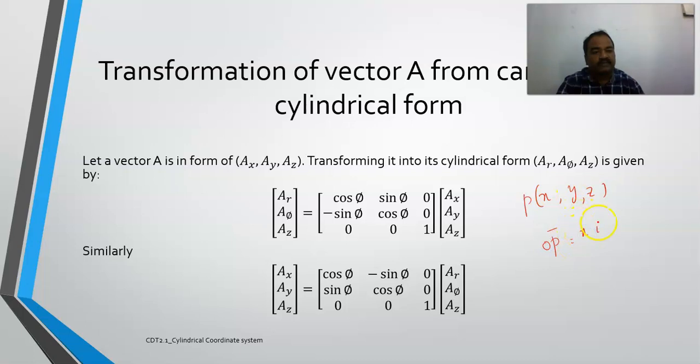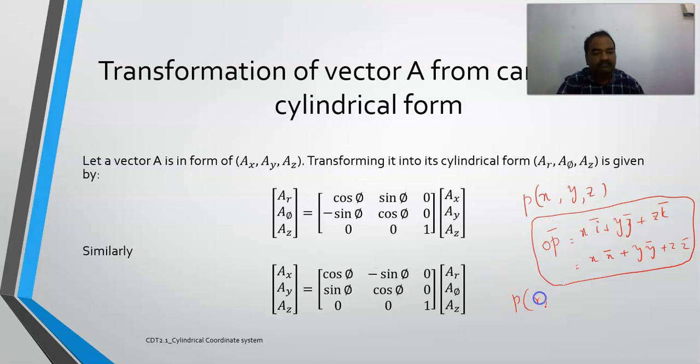You will represent it as x i bar plus y j bar plus z k bar, right? Or you will use x, this is u of x, right? This is the representation in Cartesian coordinates. But this representation does not hold good in terms of cylindrical coordinates.